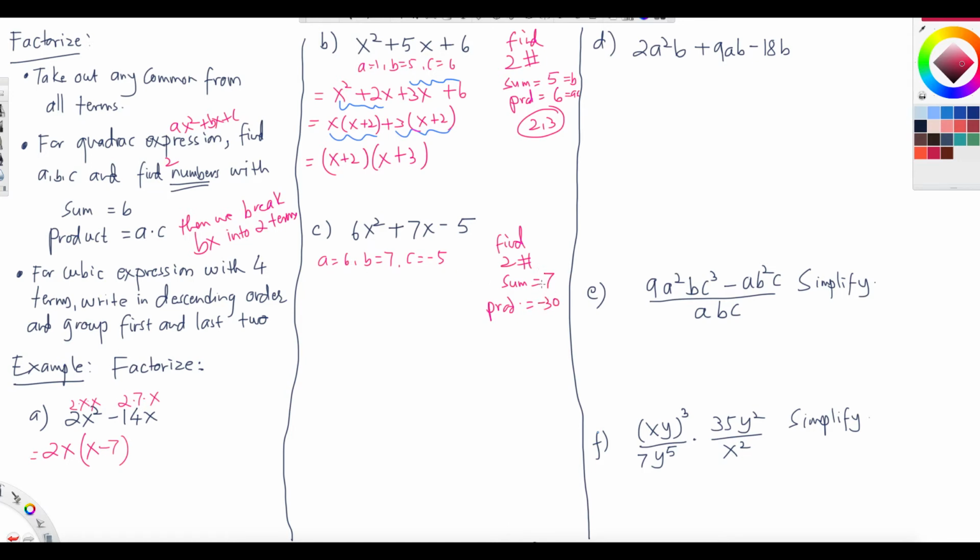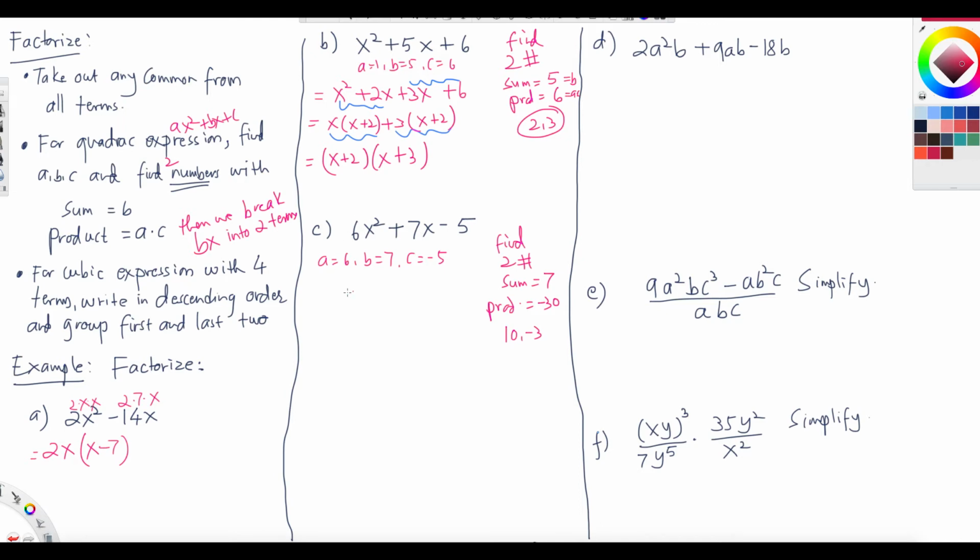So what are the numbers whose sum is 7 and product is negative 30? Sorry, I said 5 earlier, the sum is 7. I think that should be positive 10 and then negative 3, right? The sum is 10 minus 3, which is positive 7, and the product is 10 times negative 3, which is negative 30. So 10 and negative 3.